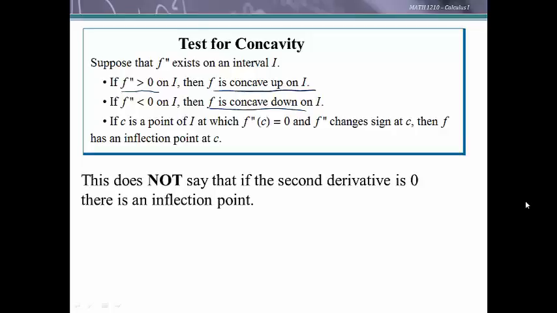It does not say if the second derivative is 0, there's an inflection point. It says if the second derivative is 0 and the second derivative changes sign at c, then there's an inflection point. So the second derivative equaling 0 is a candidate for an inflection point.